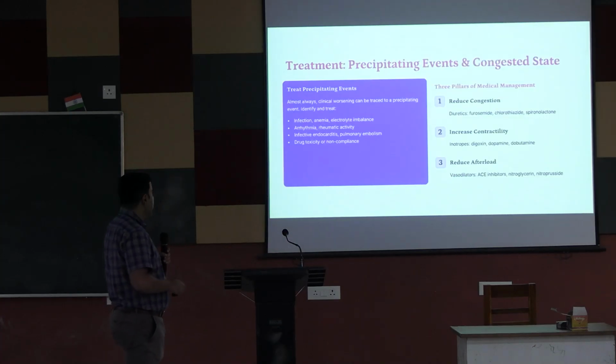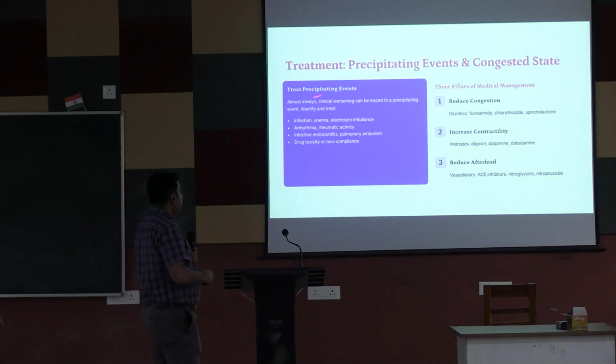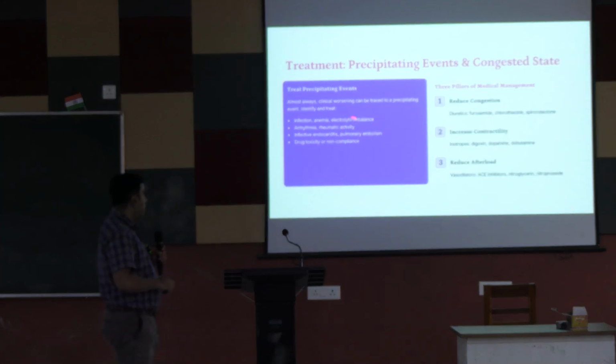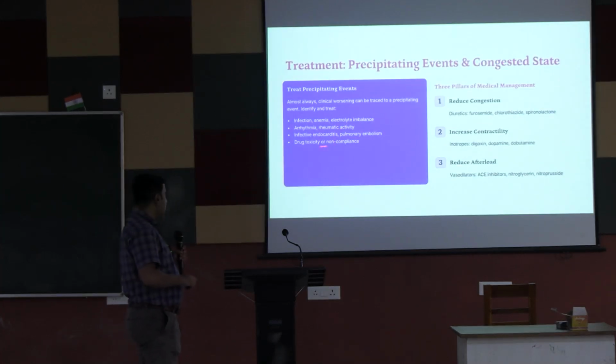What is the treatment? We have to treat the precipitating events: whether there is arrhythmia, electrolyte imbalance like hypocalcemia, or any infection like sepsis, or rheumatic heart failure, we have to treat the cause. Infective endocarditis, we have to give antibiotics. And if there is any drug toxicity like digoxin, we have to treat for these.